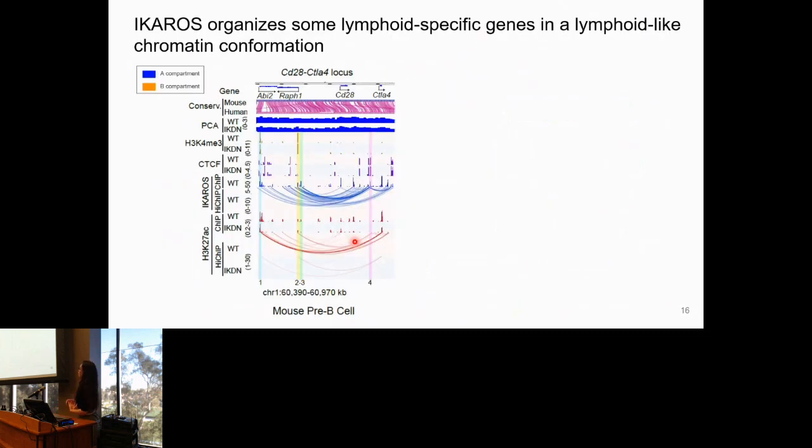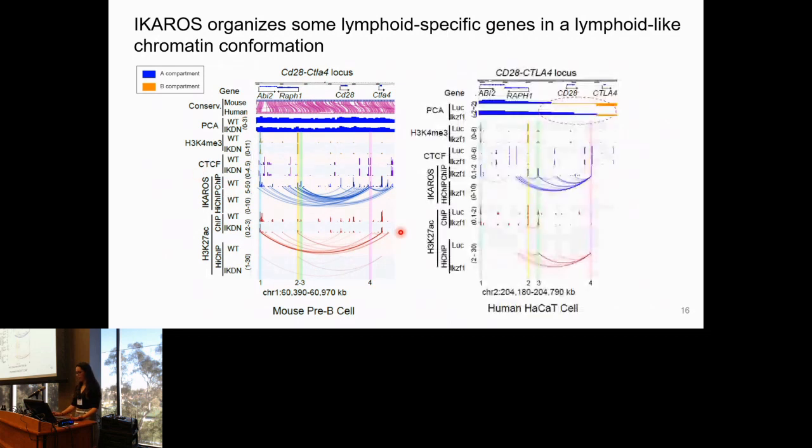Although Icarus didn't confer a lymphoid identity to these dermal cells, we saw that Icarus organizes some of the lymphoid-specific genes in a lymphoid-like chromatin conformation. One example is CD28 and CTLA4, where in mouse pre-B cells, it is located into a permissive site of the chromatin that is highly organized by Icarus. And when we look at HaCaT cells, we saw that Icarus binds and also promotes interactions between distal enhancers that are located in this region where there's a flip from weak heterochromatin to euchromatin.